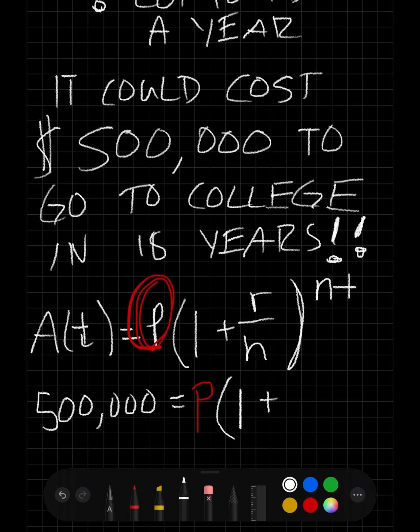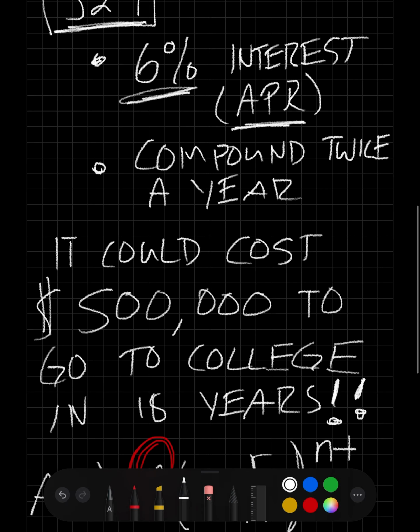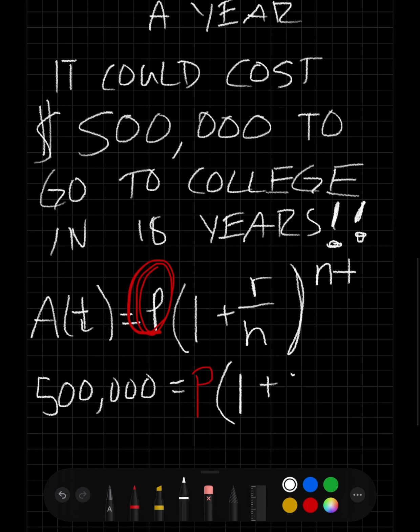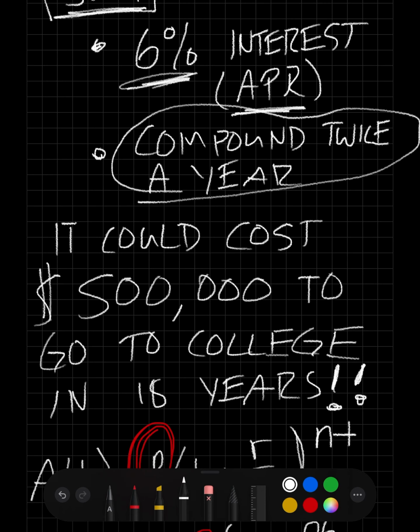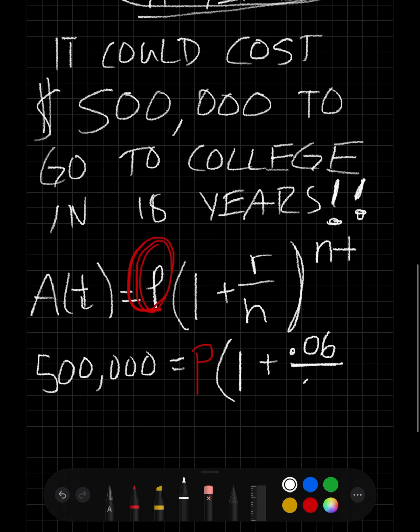Then we have 1 plus r divided by n. Well, I said that the interest rate here was 6%. But we have to remember to convert that from a percentage to a decimal, so that's 0.06, my interest rate. And what was n? Oh yeah, n is how many times you compound that interest. I'm going to compound my interest twice a year, so we're going to have divided by 2 down here.